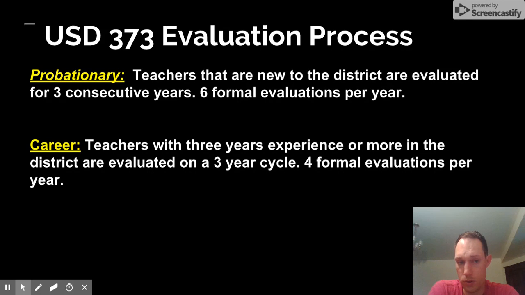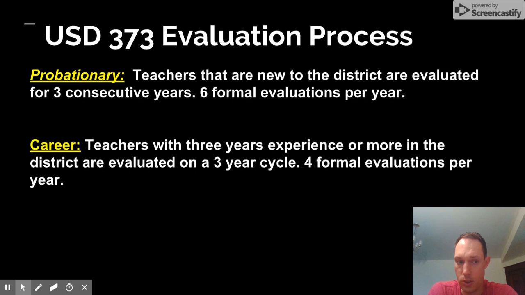You have 6 formal observations per year. If you leave the district and come back, you're back to probationary status. I did that. I left the district 3 years ago and came back. I went back to probationary status, even though I'm in my eighth year of teaching right now. So you have to go back to probationary status.